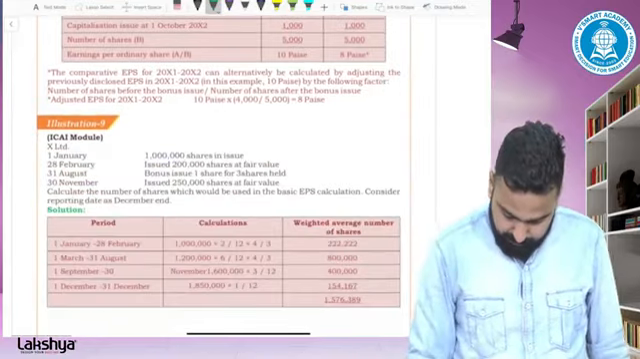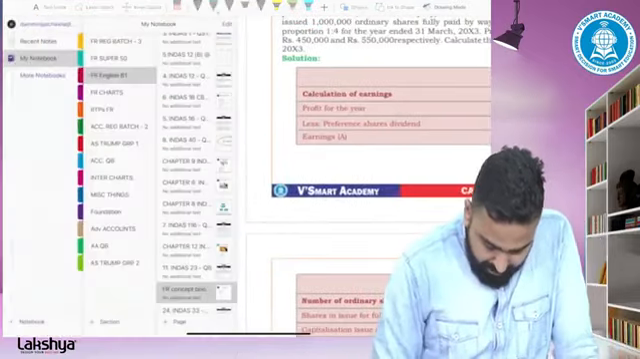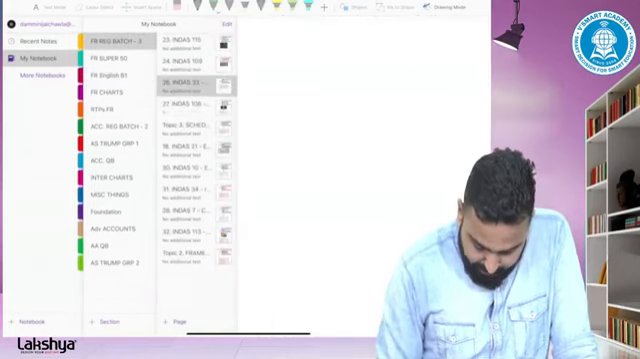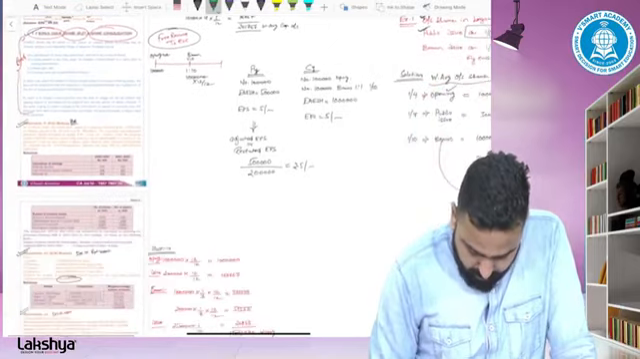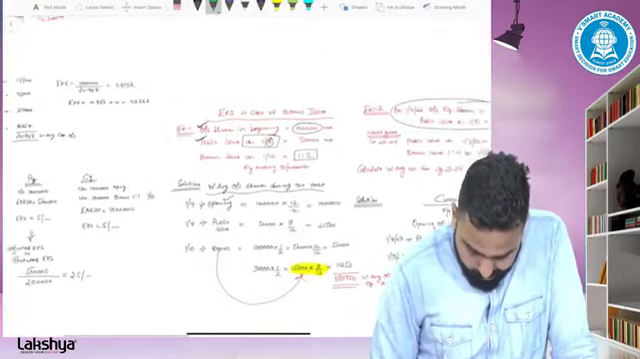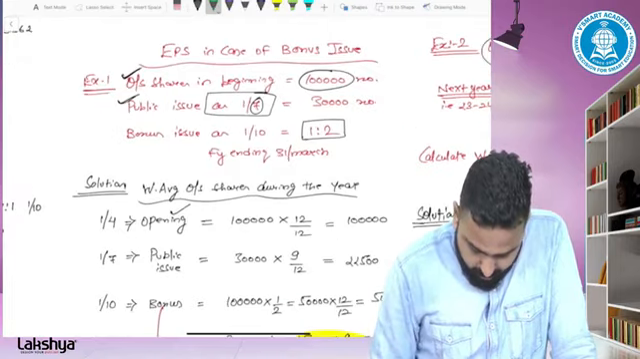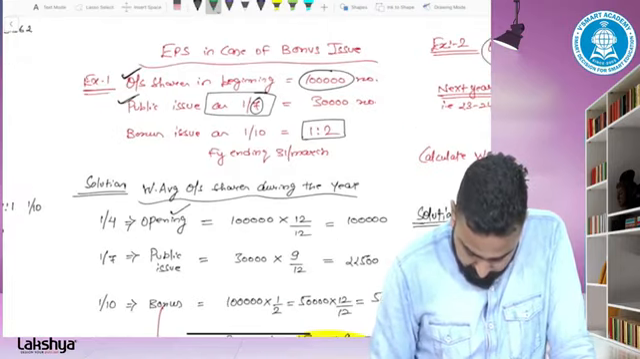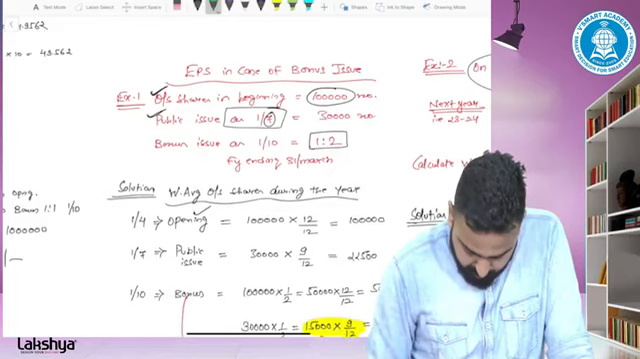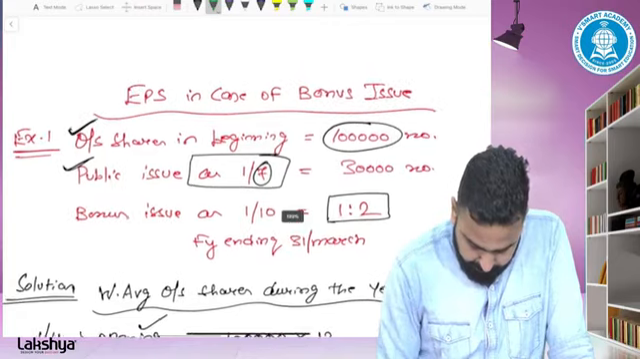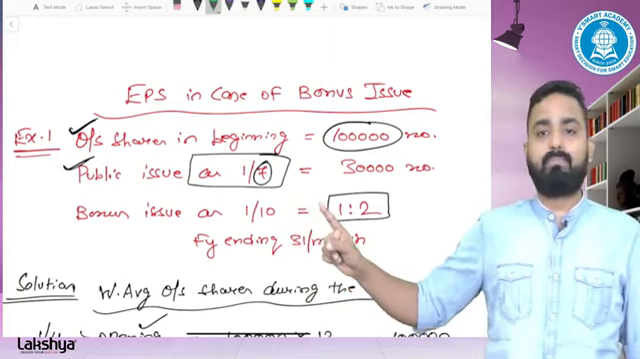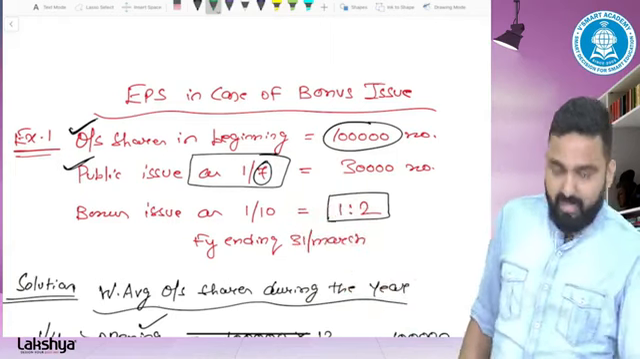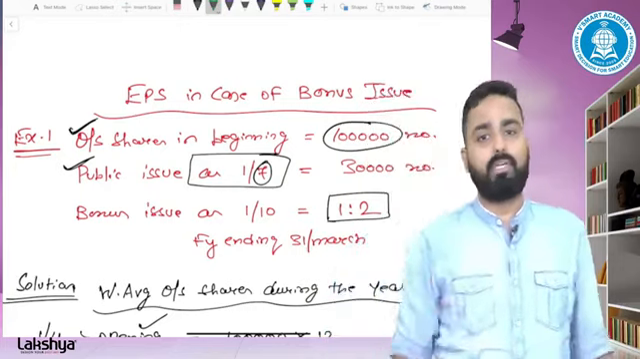Guys, understood? Now I am giving you some examples. You need to solve them right now. This is example number 1 on bonus issue. Please write this example and solve it. I will wait only for 2-3 minutes.